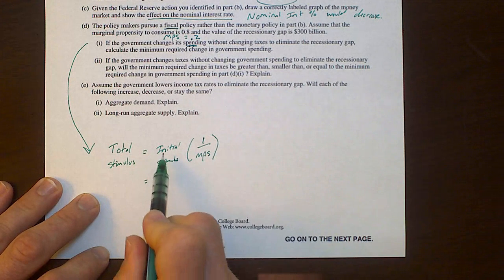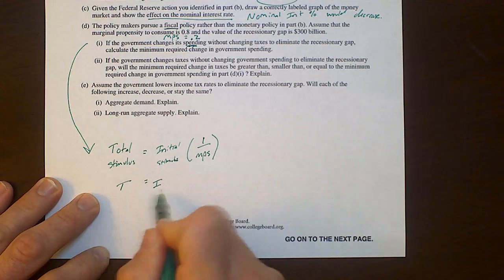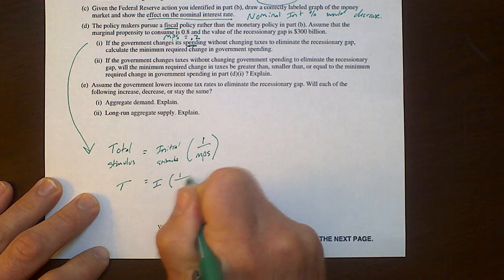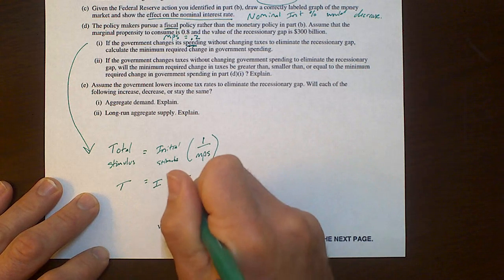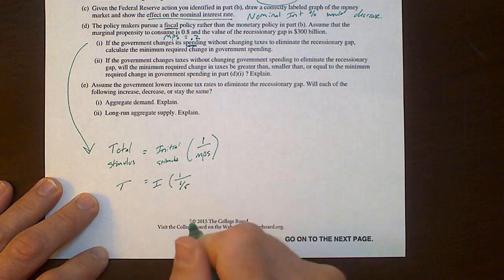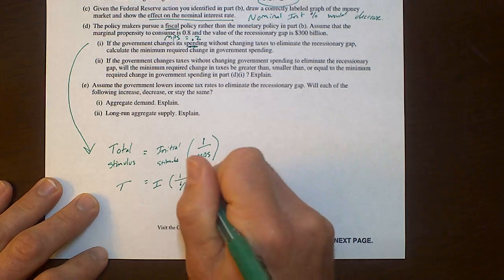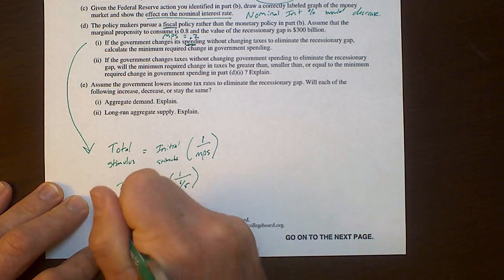I'm going to change initial stimulus just to I, and total stimulus to T to keep this a little bit simpler. 1 over 0.2, in my head, I would do that as 1 over 1 over 5. 0.2, or 20%, is the same as a fifth. 1 over 1 over 5 is 5. And so we need 300 billion.